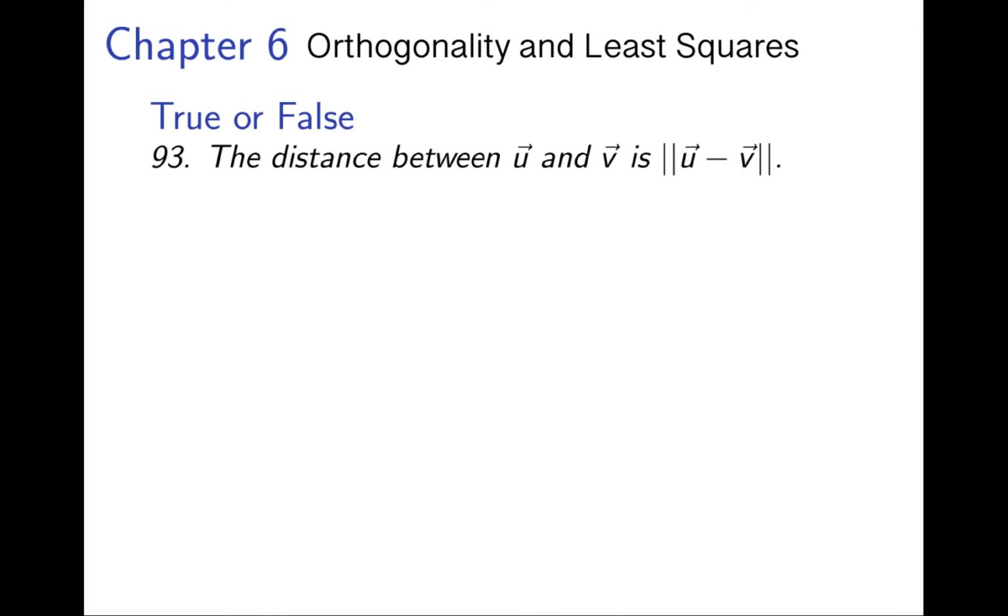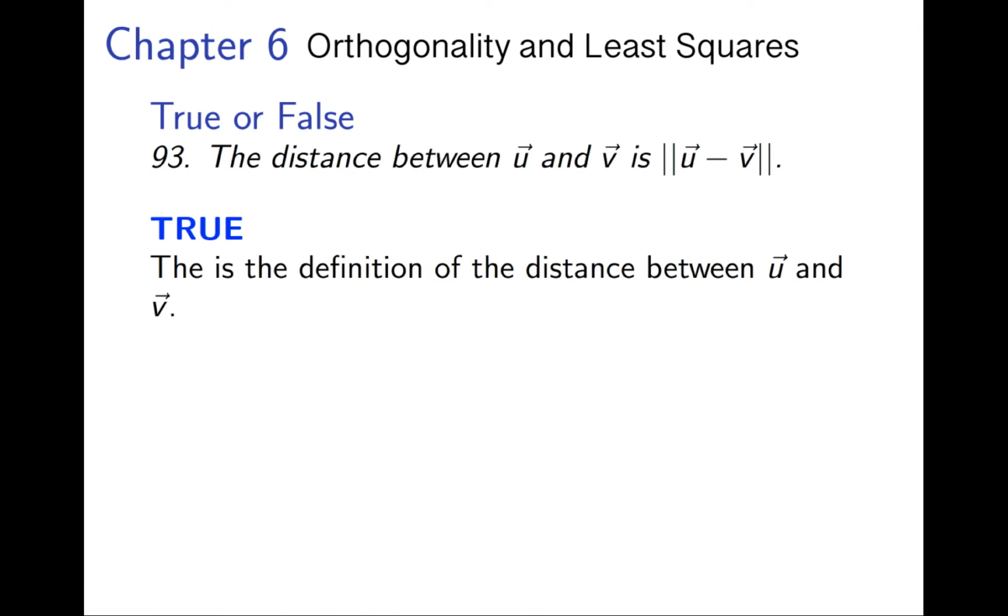Number 93. The distance between u and v is the length of u minus v. That's true. That's literally the definition of the distance between u and v. Nothing to show here.